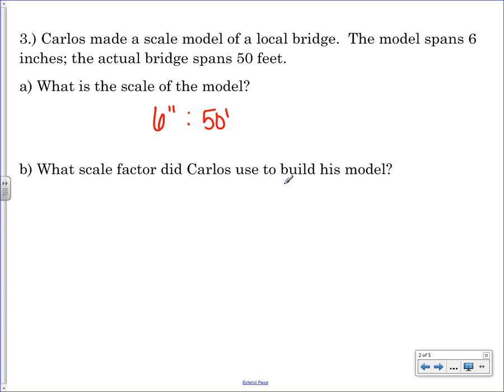All right, what scale factor did Carlos use to build his model? When we do this, we have to be in the same unit before we can simplify. So I'm going to change both of those to feet. How many feet is 6 inches? Half a foot, right? Over 50 feet. And then we reduce. You could use your calculator, take 0.5 divided by 50. And you want this to be a fraction because it's going to be a ratio.